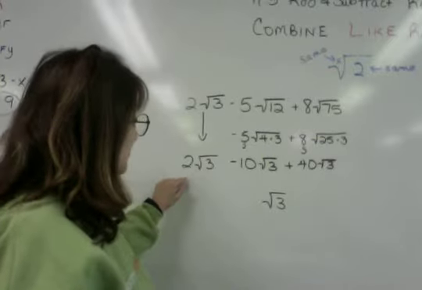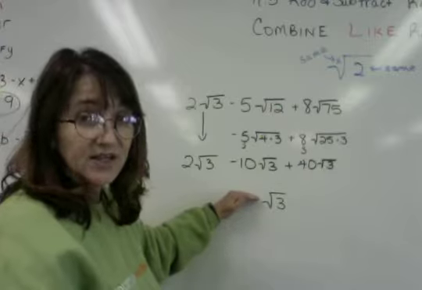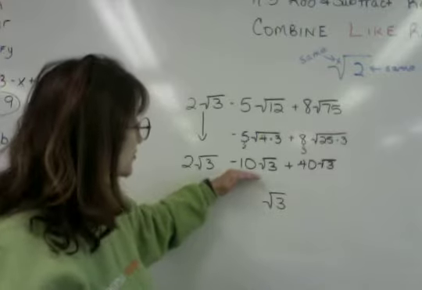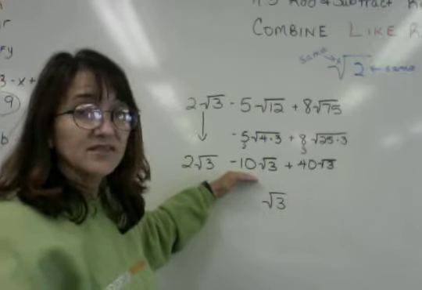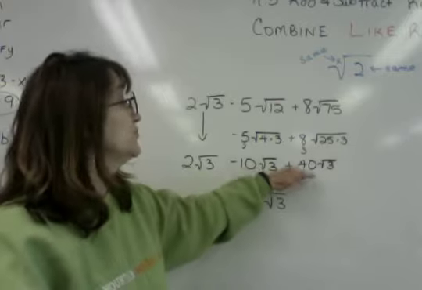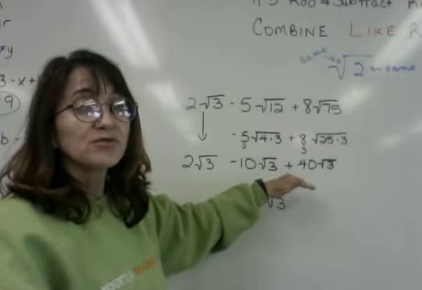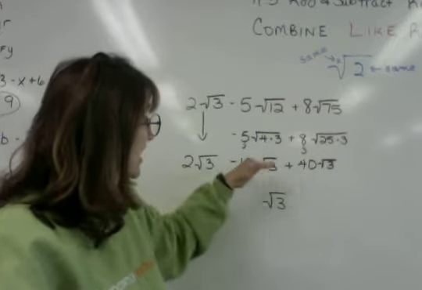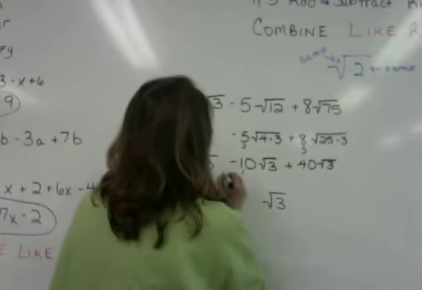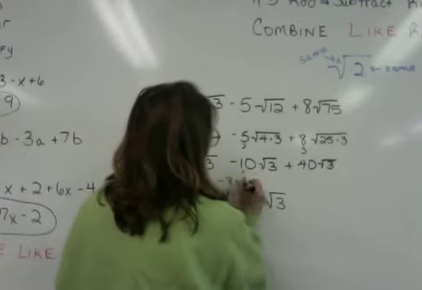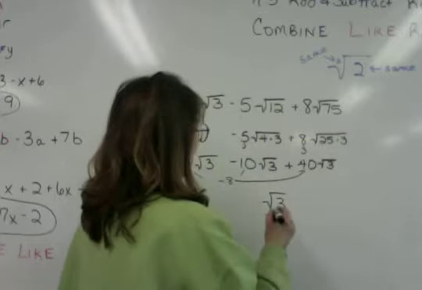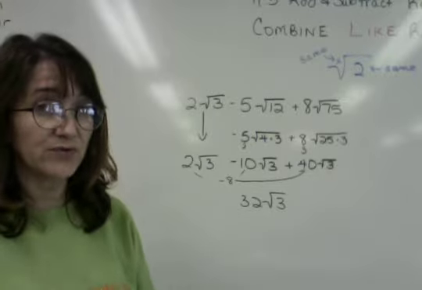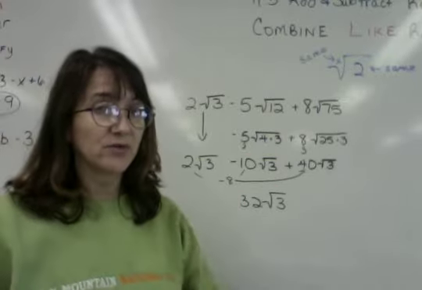If I add 2 to a negative 10, the signs aren't the same. Going to subtract, take the sign of the larger number, that becomes a negative 8. Then I'm going to add that negative 8 to 40. Signs aren't the same. Going to subtract, keep the sign of the larger absolute value number. So 40 minus 8 is going to become 32. And that's my answer. 32 times the radical of 3 is the answer for my quiz question.